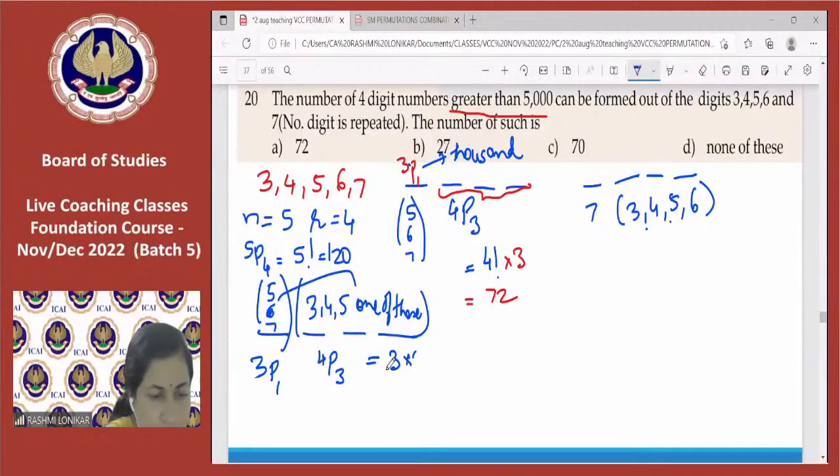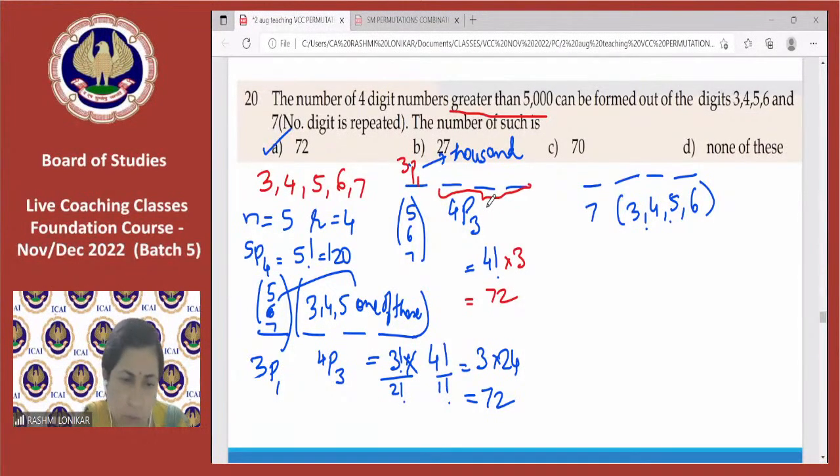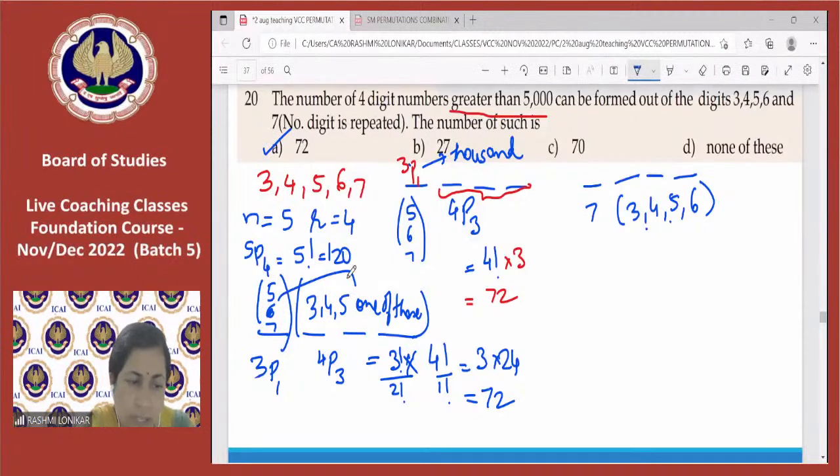How much is 3P1? 3 factorial upon 3 minus 1, that is 2 factorial. Into this is how much? 4 factorial upon 4 minus 3, that is 1 factorial. 3 factorial upon 2 factorial gives me 3. 4 factorial gives me 24, which is equal to 3 into 24 is 72. Okay. So this is the answer. So here you have to see what numbers I can use over there, and then accordingly I have to use. Because what has happened here is I have taken one number and the other will be available.